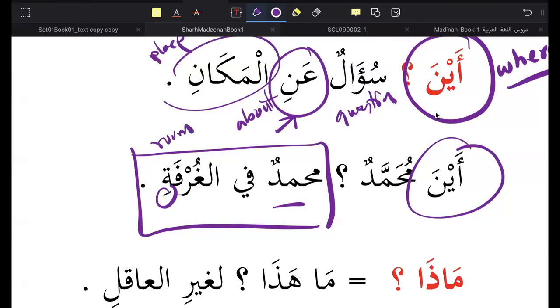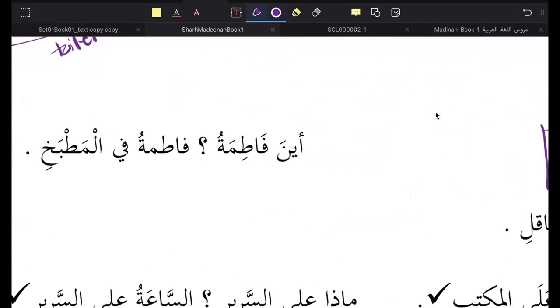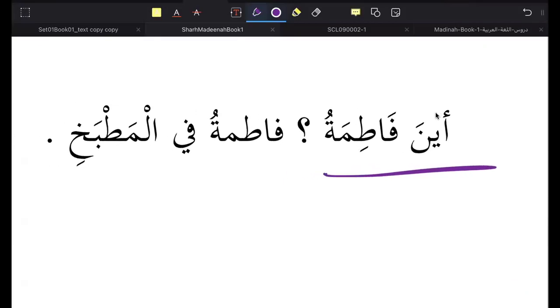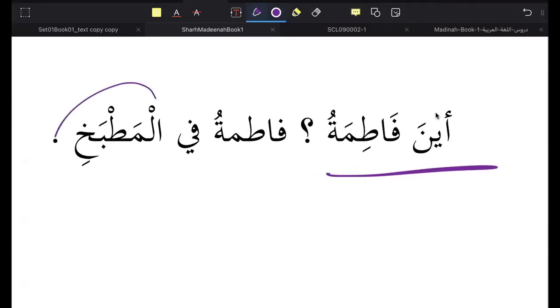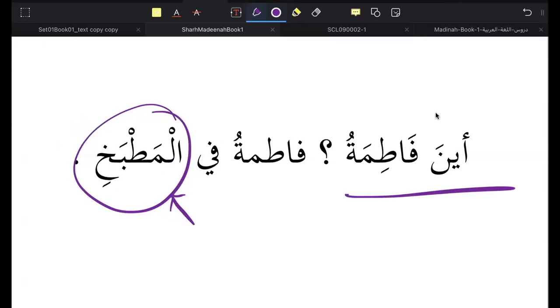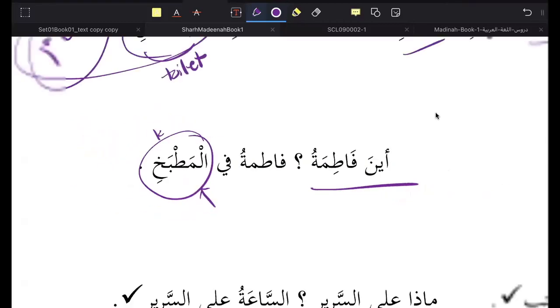نعم. Now, أين فاطمة? Where is Fatima? Fatima fil matbakh. They always make the women in the kitchen. Subhanallah, Allah musta'an. The women these days will get pretty upset. So matbakh is kitchen. I think I wrote it down.